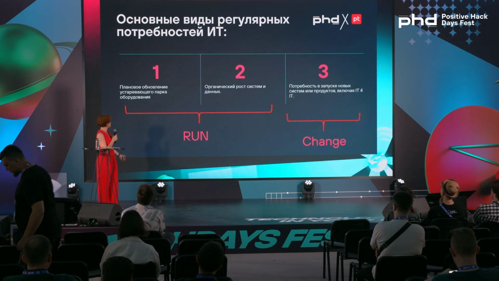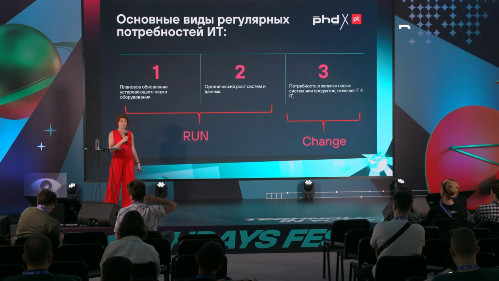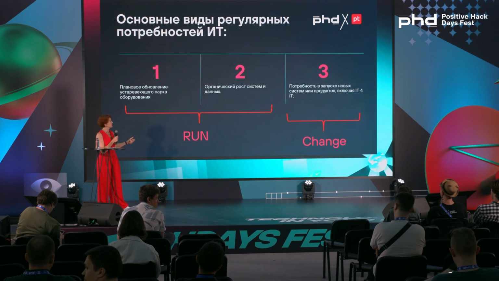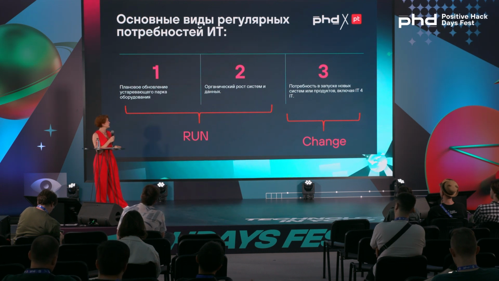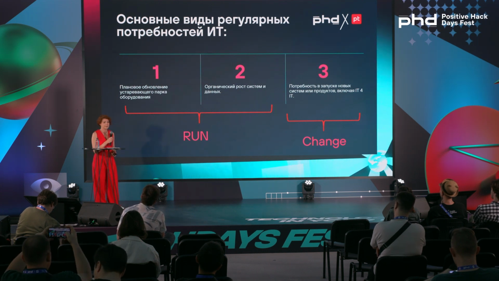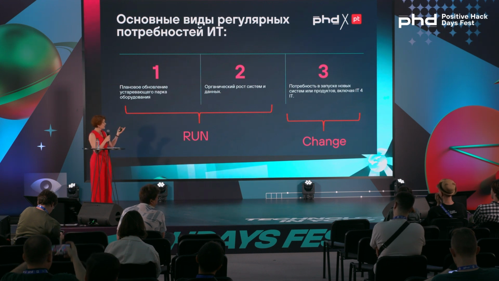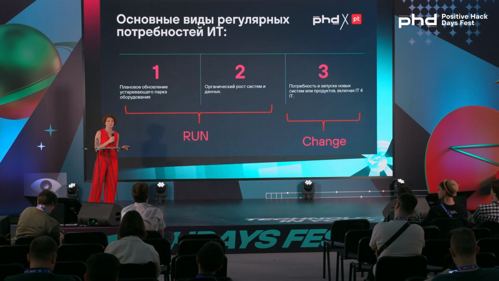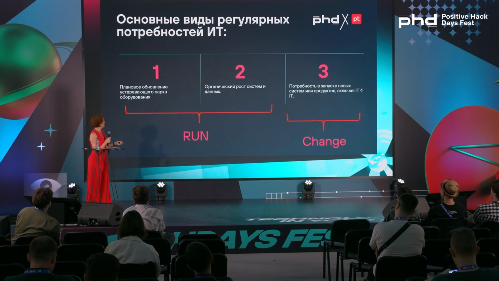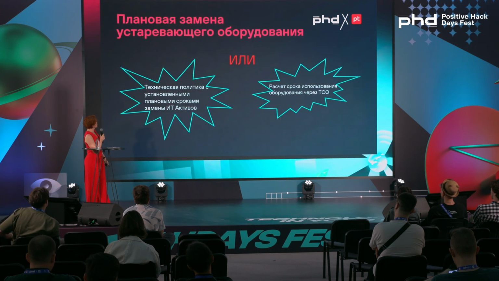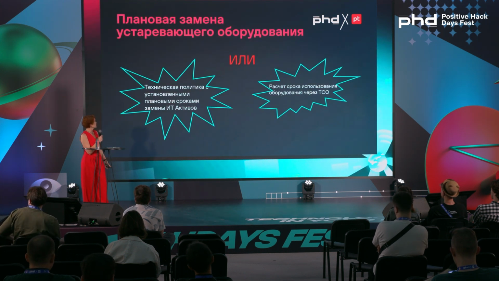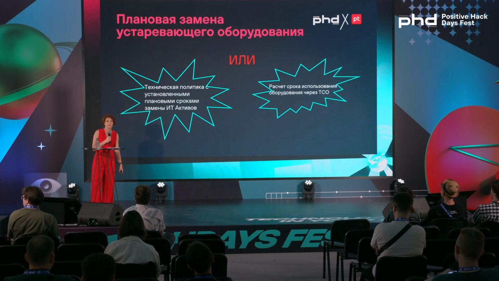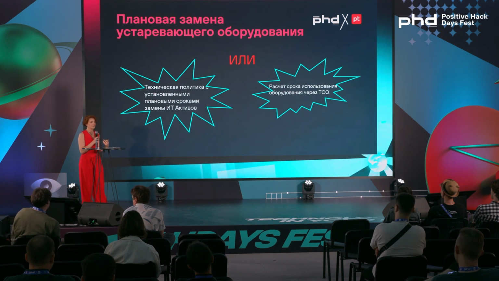We split all the regular IT needs into three portions. The first one is the planned updating of the aging equipment fleet. The second is about the organic growth of systems and data. And the third part is about the need to launch new systems and products, including the update of functionality and things that we are used to calling IT for IT. First thing, planned updating of the aging equipment.